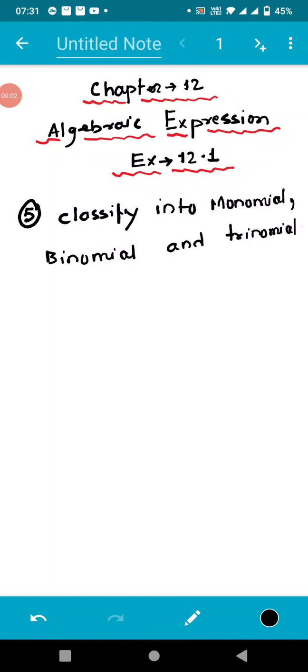Hello students, this is Pallav sir, and today in this session I will explain all the sums of question number 5 of exercise 12.1, chapter 12, algebraic expression. Now as you see in question number 5, we have to classify into monomials, binomials and trinomials.